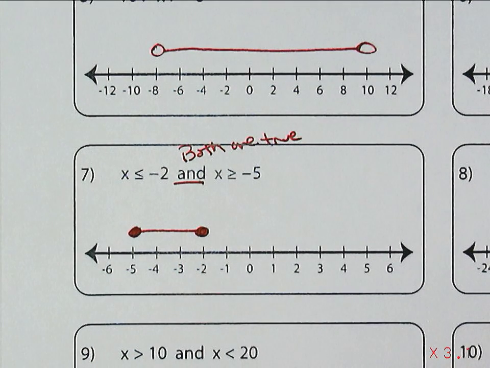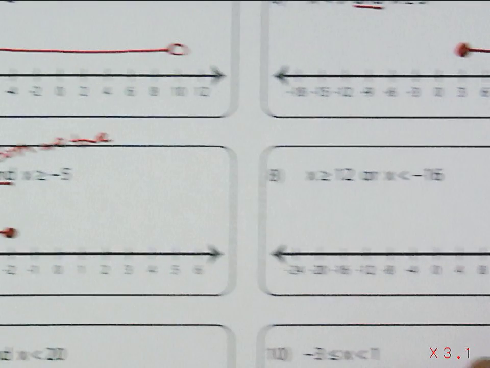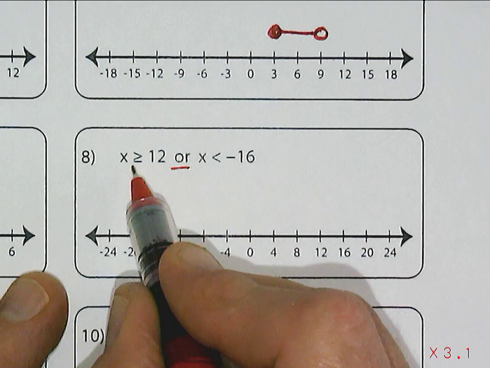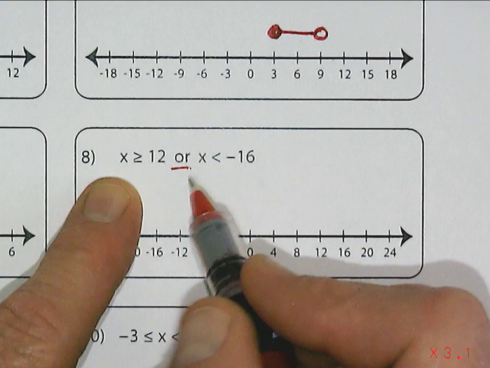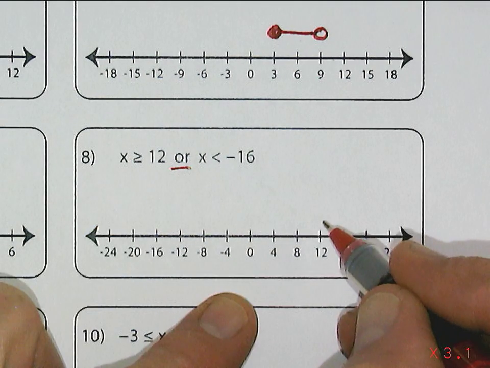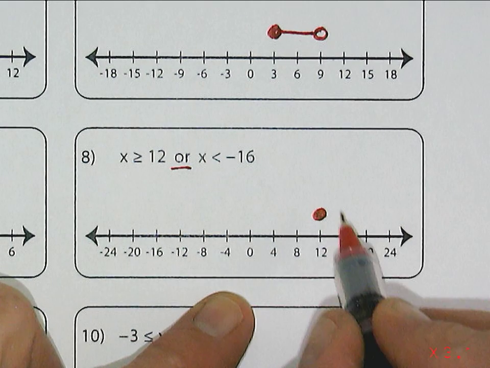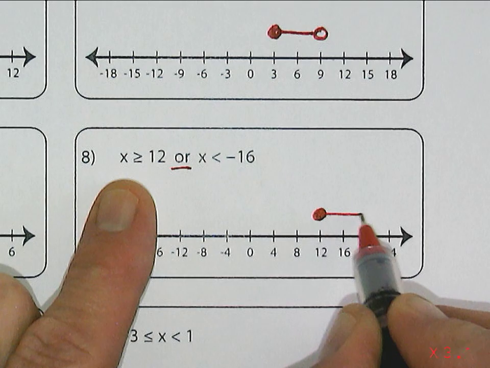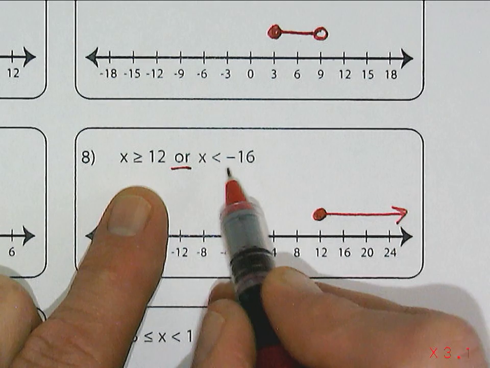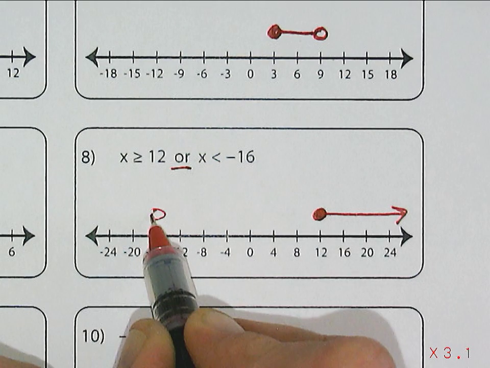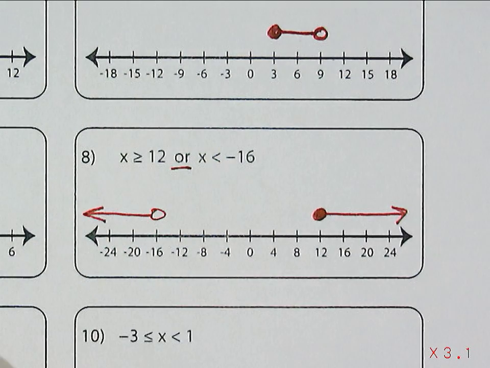So ands often have fewer answers that are true because both have to be true. It's more difficult to make both true than it is to have an or where you have one or the other, which we have here, or. So we have this or that. So we have x greater than or equal to 12, or x less than -16. So really the only thing that's not true are these numbers in between.